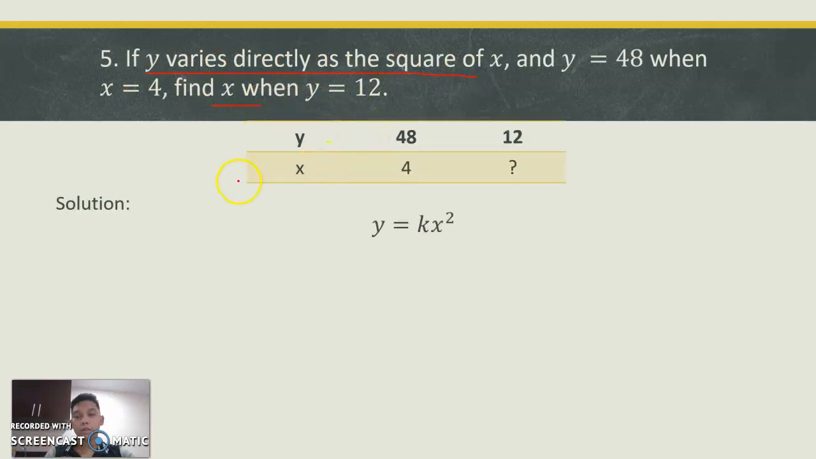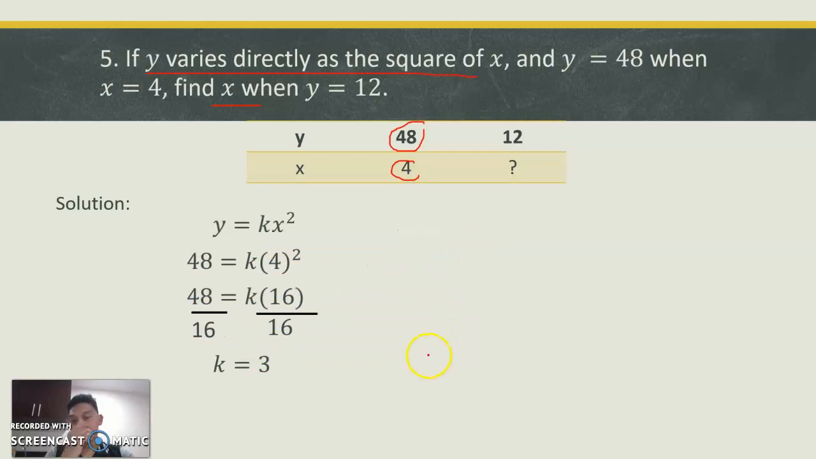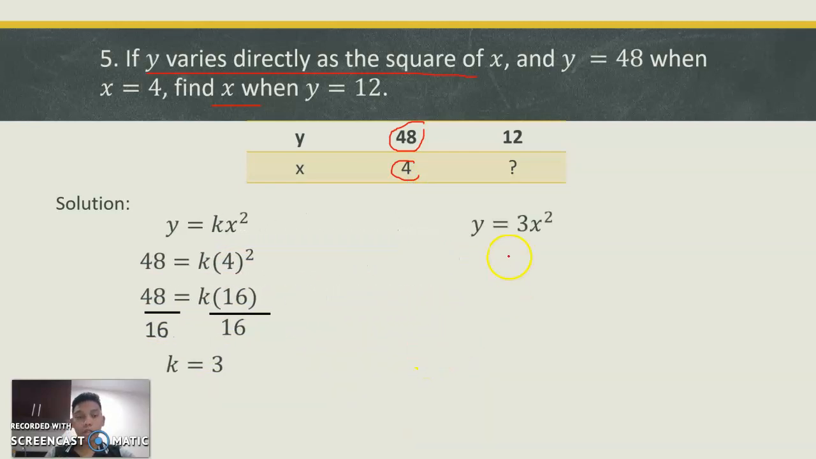So there, we now write the equation, the translation of the variation statement, then replace the values to find k. So 48 is y, x is 4. So 4 squared is 16. So we divide both sides by 16. So k is 3. So now our equation will be y is equal to 3x squared. Similar to earlier, but the given is different.